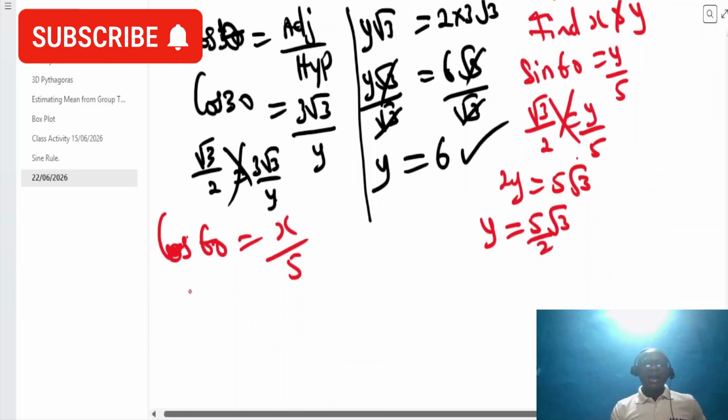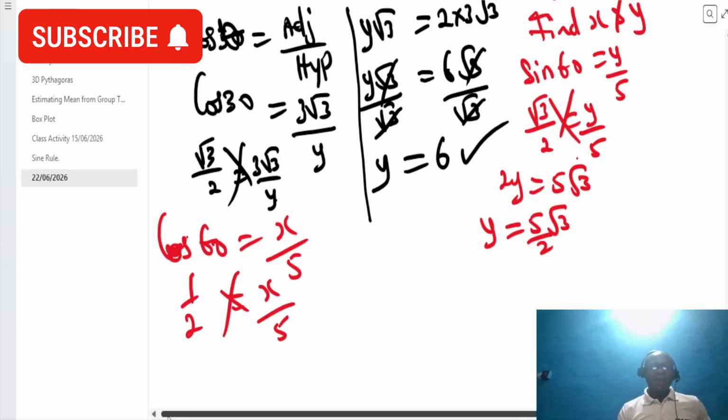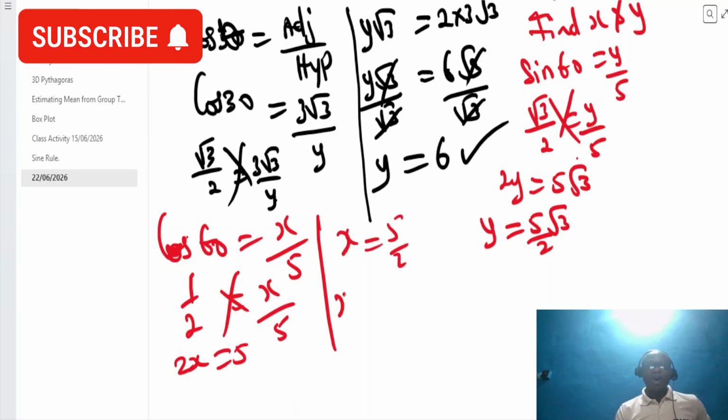So no need for calculator here. 1 over 2 is equal to X over 5. Cross multiply. You get that 2X is equal to 5, making the value of X to be 5 over 2, or X equals 2.5. Answer. Is that okay?